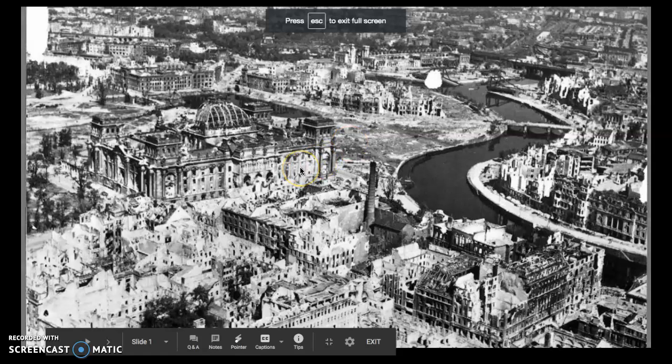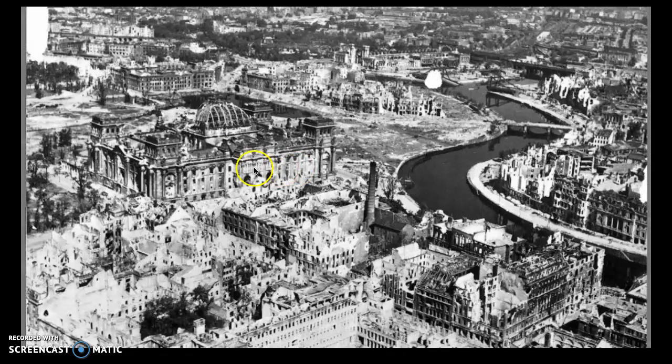Notice here that this is Berlin right after the end of World War II. This big building right here is the Bundestag, which is the government building where all the government officials meet in Germany, and they still meet there to this day.